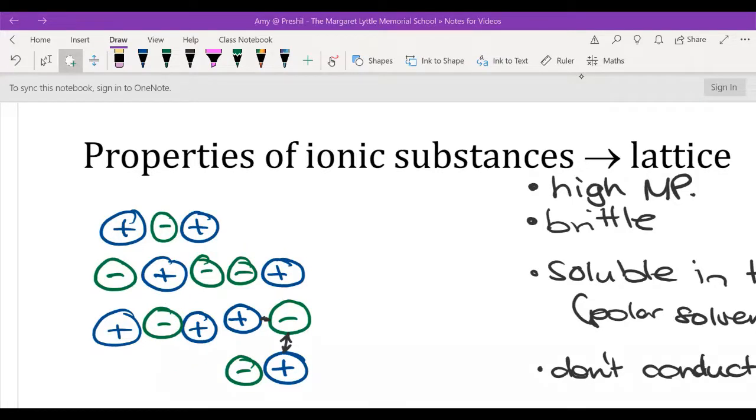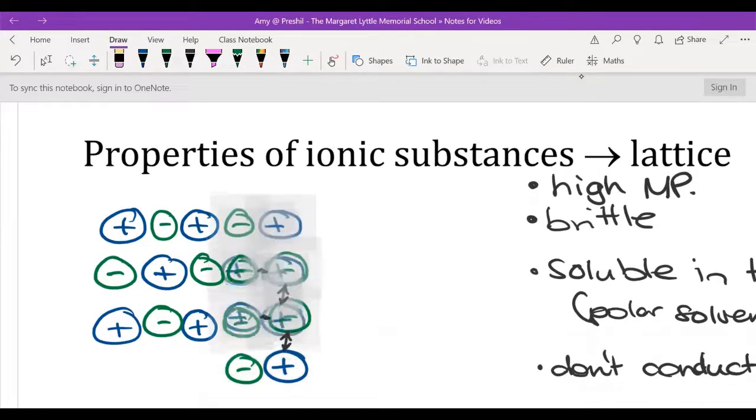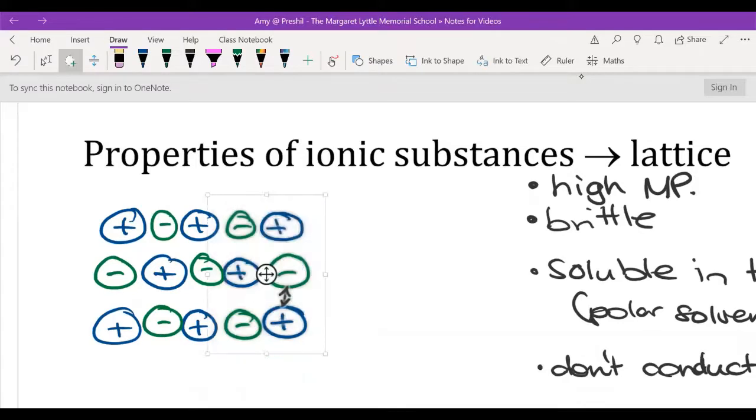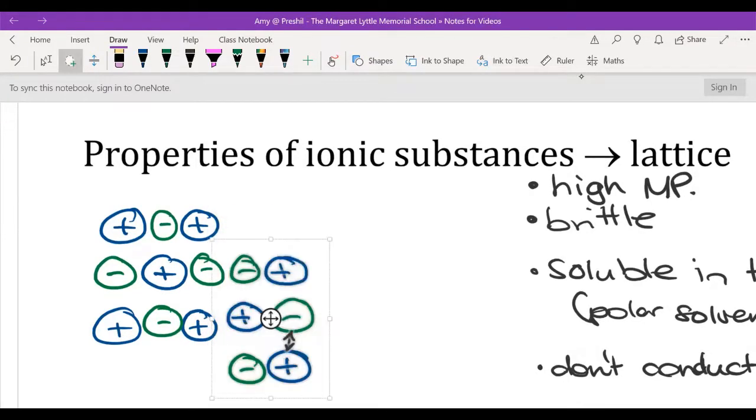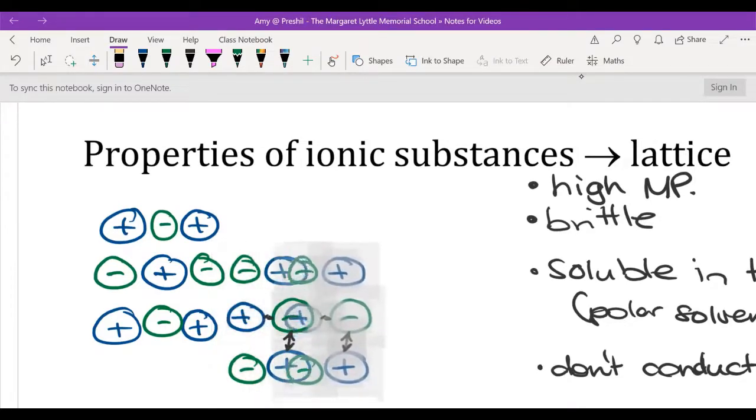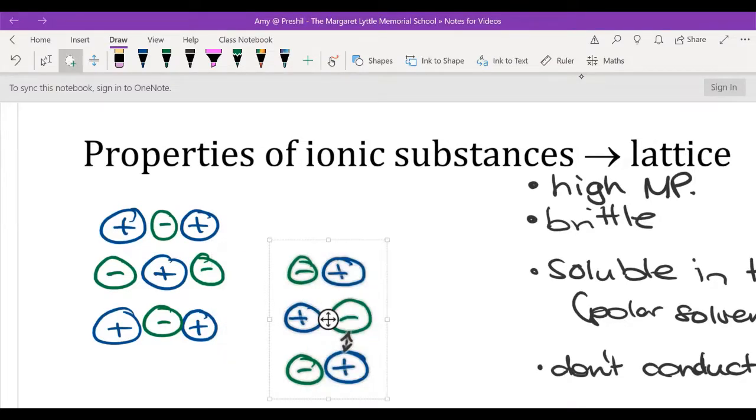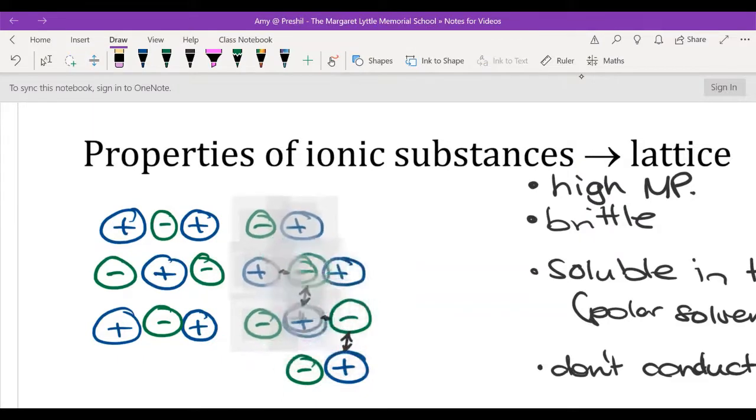Okay, so let's put my ions back the way they were. When I hit this with a hammer, my ions move, and then these guys will repel apart. That's why these are brittle.